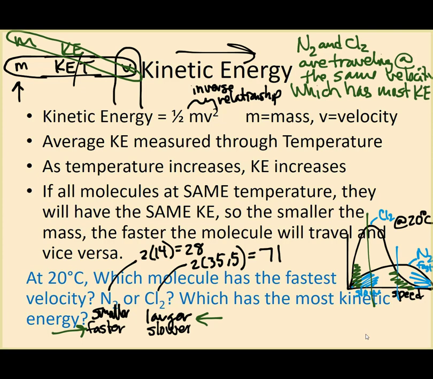Therefore, I know that the one that has the most mass is going to have the most kinetic energy. And mathematically, it would work out if you just made up some numbers for the velocity. If they both had the same velocity, you would see that the one with the greater mass would have the most kinetic energy. So you could figure that out mathematically too. So my answer would be chlorine in this problem.